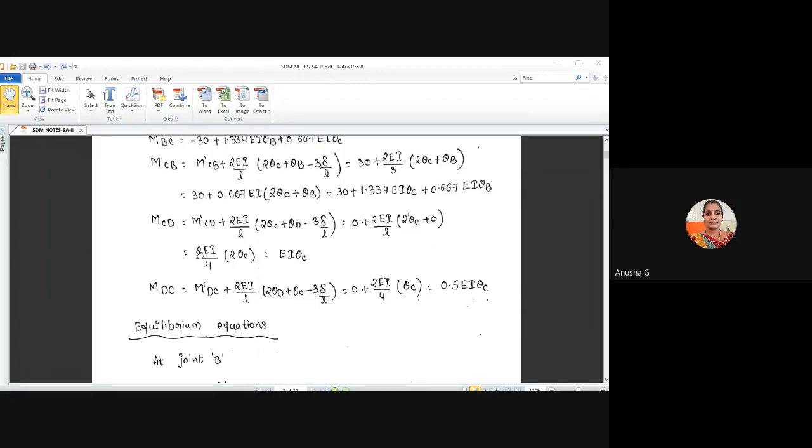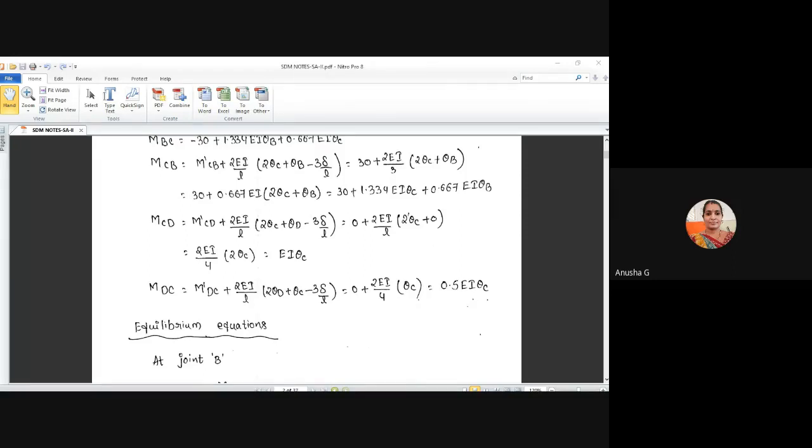Next, we will get one more equation in MCD, and similarly you have to substitute in MDC also: MFDC plus 2EI by L into 2 theta D plus theta C minus 3 delta by L. You have to substitute the values, then you will get this equation. All of you check whether you get the same equations or not. You have to write, all of you write. Yes, ma'am. Okay, ma, finished the 6 equations.